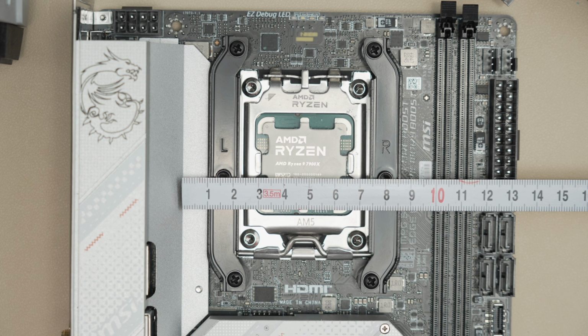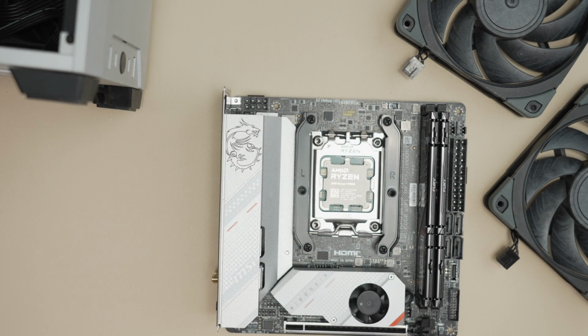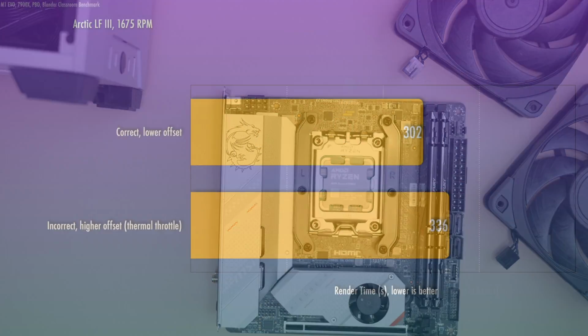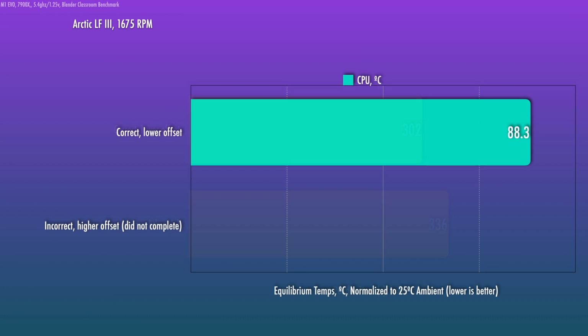When I manually locked the clock speed to 5.4 GHz on all cores at 1.25 volts, which is a little bit higher than you can get on this chip at stock PBO, it overheated and crashed with the reverse offset. On the other hand, it ran just fine for the correct offset position. So this is actually a decent result here.